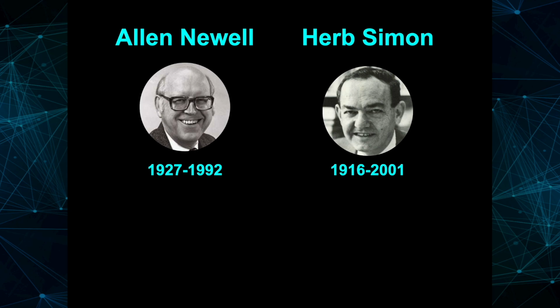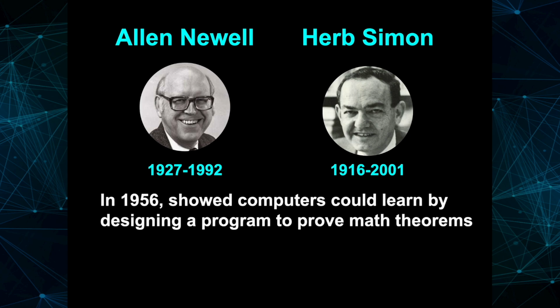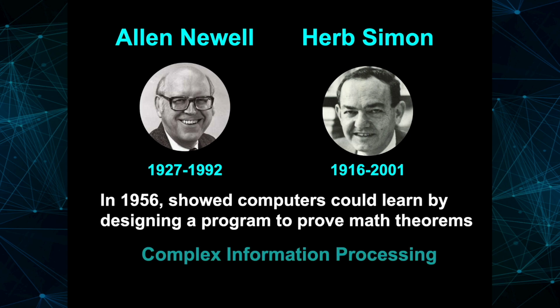In 1956, Allen Newell and Herb Simon designed a program with the rules for basic math proofs and instructed the system to use the results from simple problems to solve harder ones beyond what it was specifically programmed to do. In other words, the system was designed to prove basic theorems, but learned how to prove more complicated ones. Newell and Simon called their approach complex information processing.